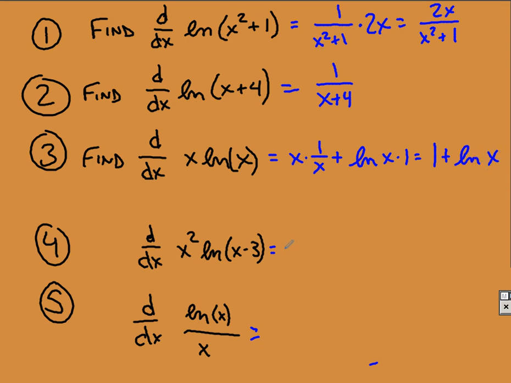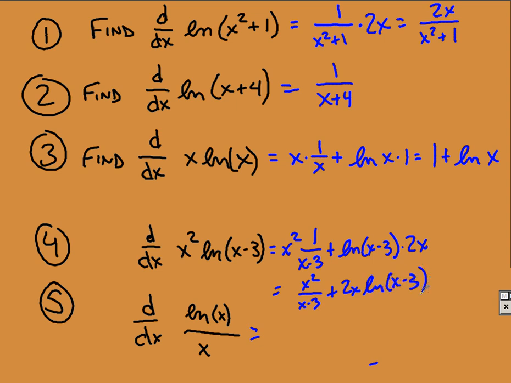Product rule again. So first times derivative of the second plus the second times the derivative of the first. And then can I simplify it? Yes, I would make it x squared over x minus 3. And then, just to be in standard form, 2x times the ln of x minus 3. Just to try to simplify it.